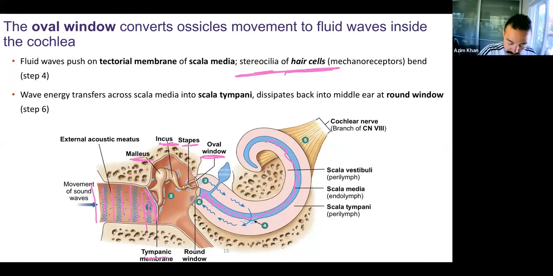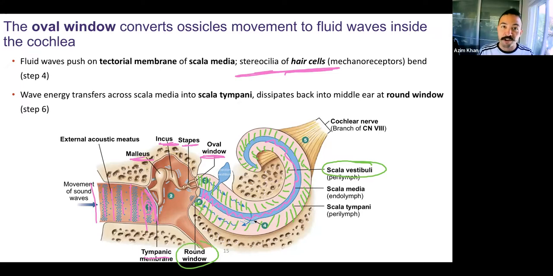Similarly, if we have energy waves, fluid waves coming through the cochlea, there needs to be an exit for these waves. I'm not saying that the fluid has to leave, but the energy of that movement has to leave. So we go from movement of perilymph in scala vestibuli, it turns that corner, and it comes out scala tympani, and that energy gets vibrated out another membrane called the round window.